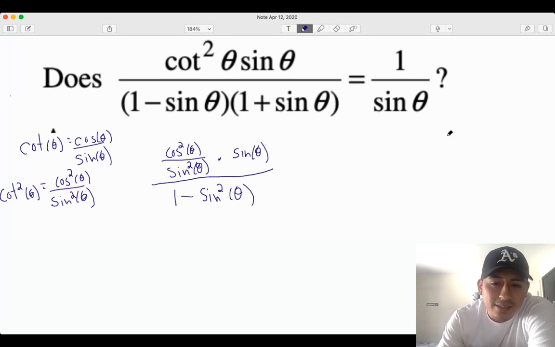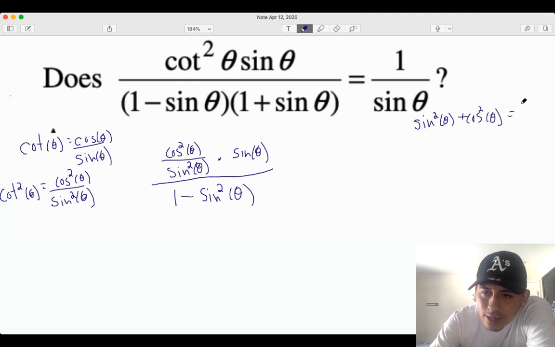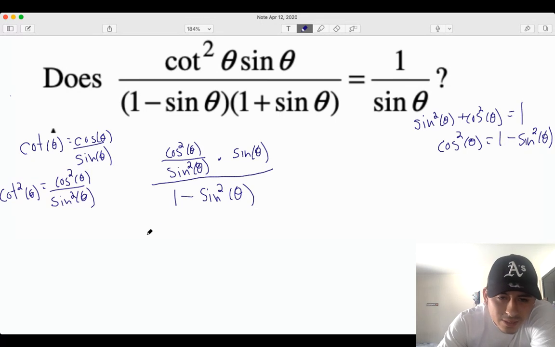We have actually seen this expression before when we were using the Pythagorean identity to find the value of sine or cosine. The Pythagorean identity says that sine squared of theta plus cosine squared of theta is equal to 1. But look what happens if I rearrange this equation to solve for cosine squared theta instead. I get cosine squared of theta is equal to 1 minus sine squared of theta, and that's the exact same expression that I have in the denominator. So I'm going to substitute that in.